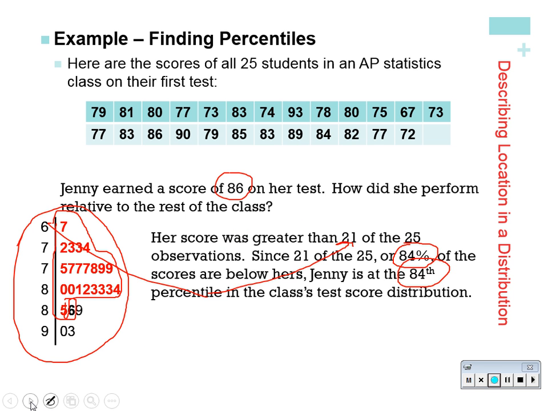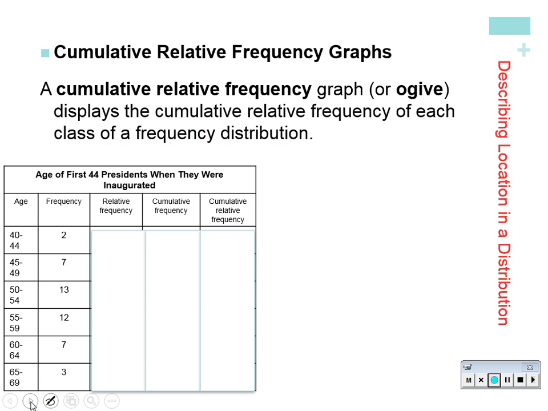Just moving forward with some other things here. In this table, if you notice the title, we're going to talk about cumulative relative frequency, and the graph for that is what's known as an ogive. The data that I have here is the age of the first 44 presidents when they were inaugurated. How old was each of the first 44 presidents when they were first inaugurated into office? So you have it broken up by age groups here.